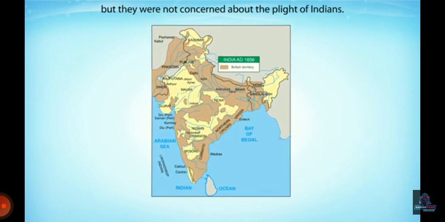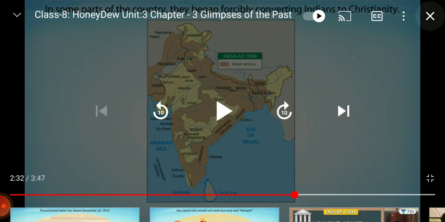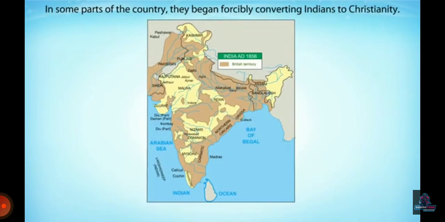But they were not concerned about the plight of Indians. They not only ruled our country, but they behaved so rudely. In some parts of the country, they began forcibly converting Indians to Christianity. They forcefully converted Indians, Hindus, Muslims, whatever religion we belong to. Nowadays also it's happening, converting into Christianity forcefully. Christianity was not originally in our India, but the Britishers converted our Indians into Christianity.